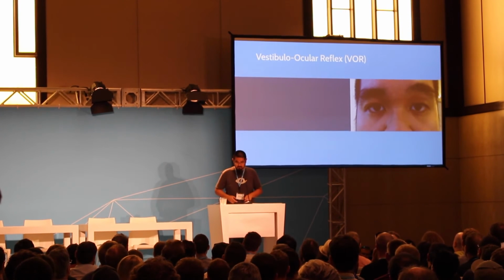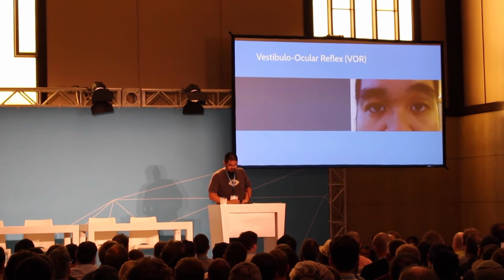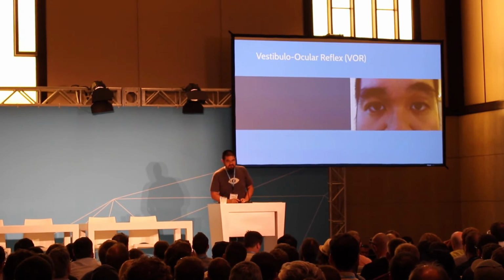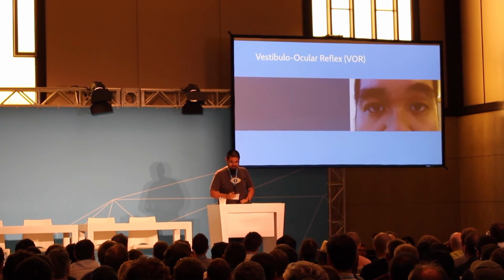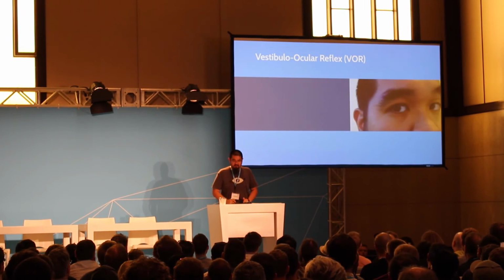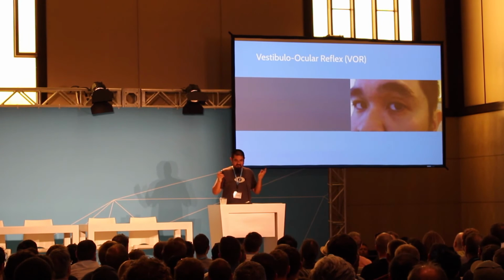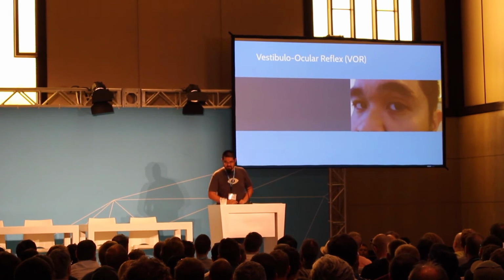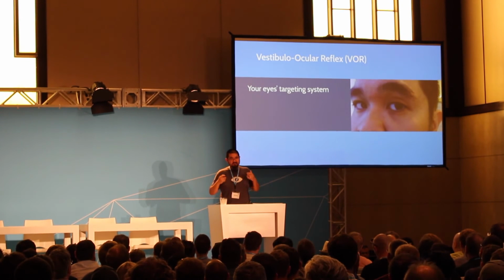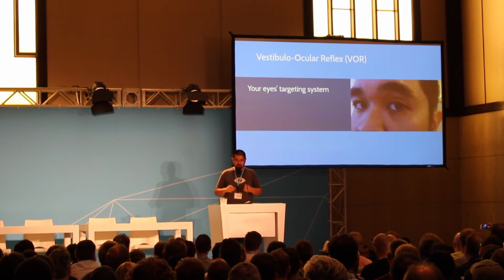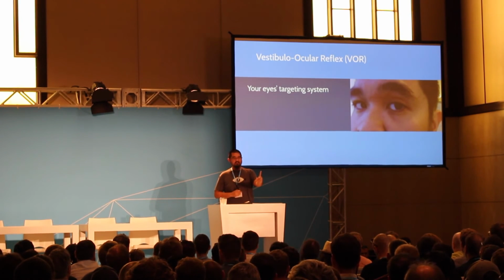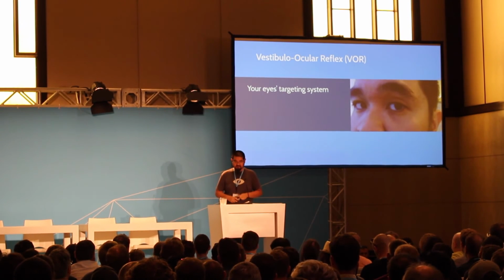All right, so one demonstration of these systems in action is what's known as the vestibulo-ocular reflex, which I'm demonstrating in this very creepy video I made of my eyes. So that's the magic of VOR. Basically, VOR is your eye's targeting system. It's what lets you lock your gaze onto something and move your head around and keep that locked in place in your gaze.